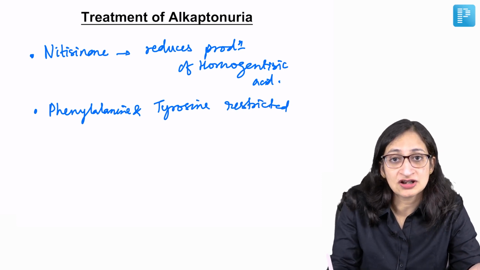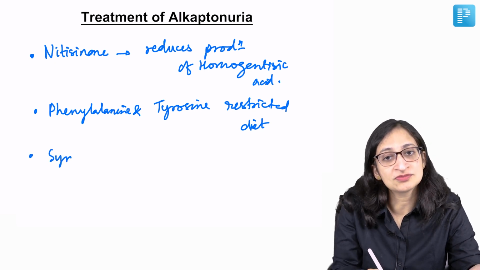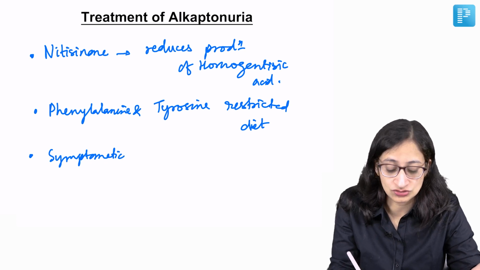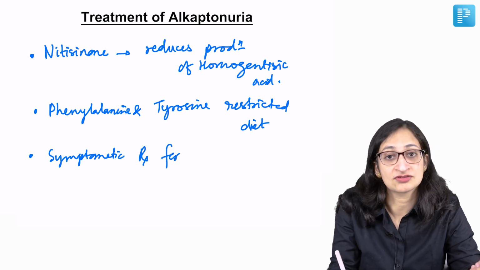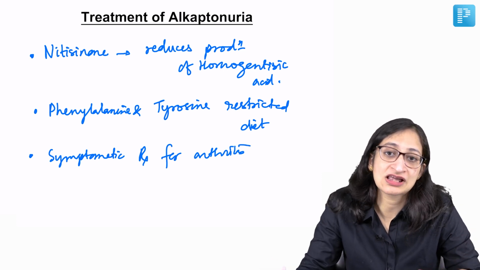And apart from that, symptomatic management. For arthritis, you have to do symptomatic management, which means use of NSAIDs, physiotherapy, and so on. So symptomatic treatment for arthritis, right? So that is the management of Alkaptonuria.